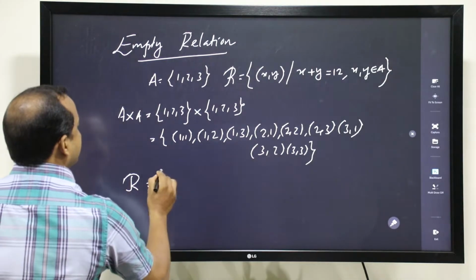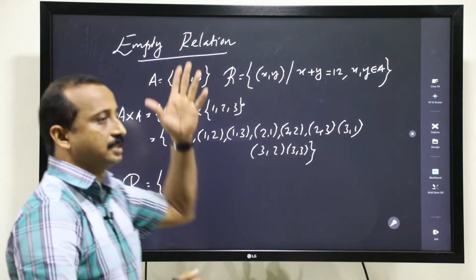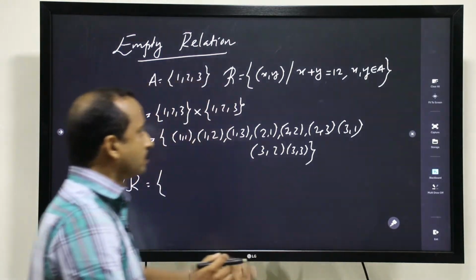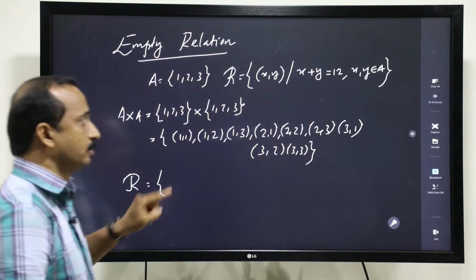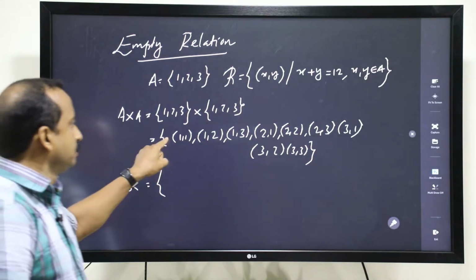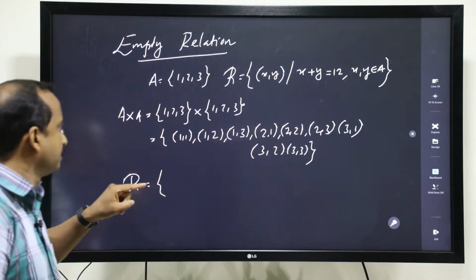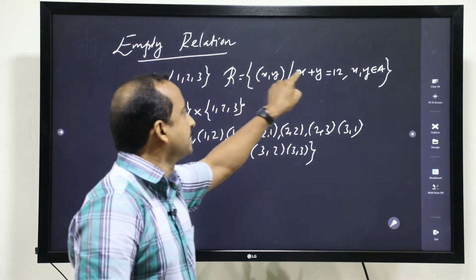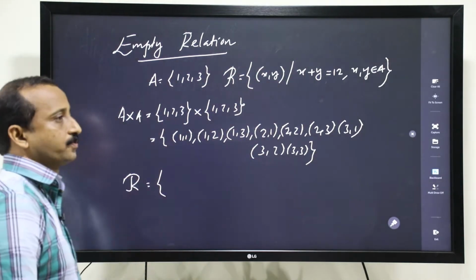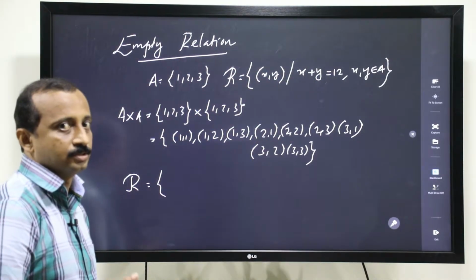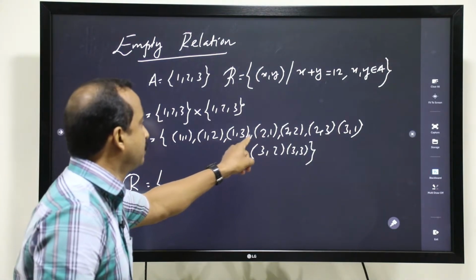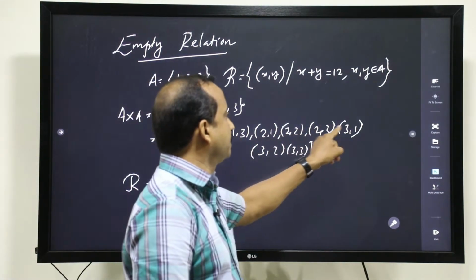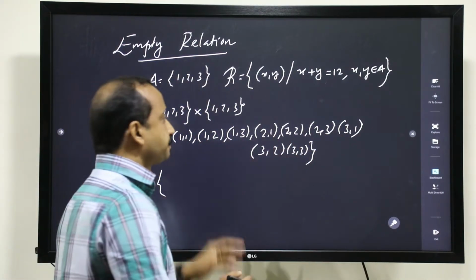Now we find the roster form of the given relation. Roster form condition is x plus y equal to 12. You check each pair, which pair satisfies this condition. 1 plus 1 equal to 12? No. 1 plus 2, 1 plus 3, 2 plus 1, 2 plus 2, 2 plus 3, 3 plus 1, 3 plus 2, 3 plus 3.